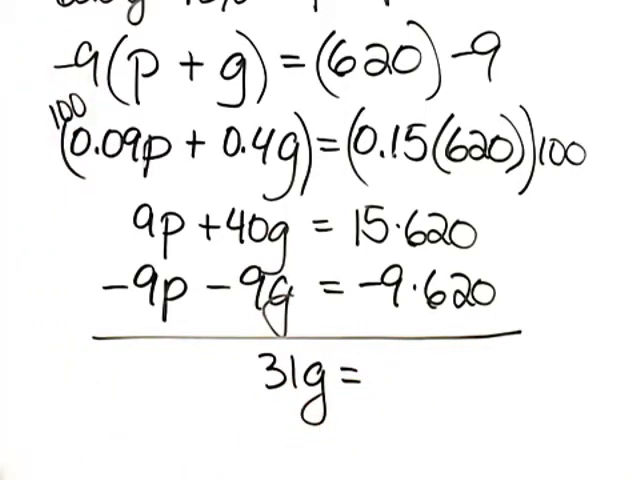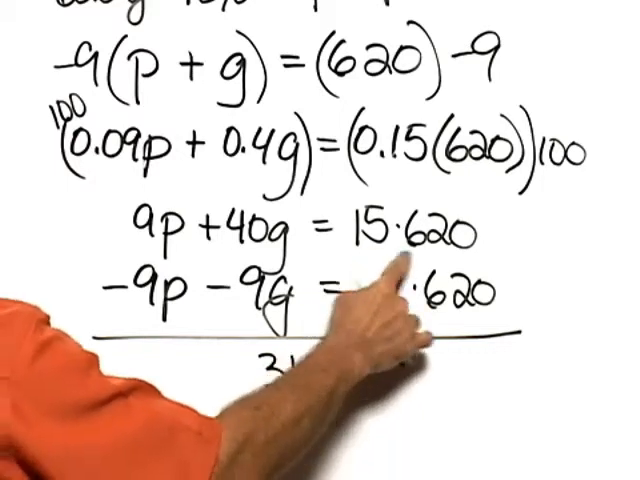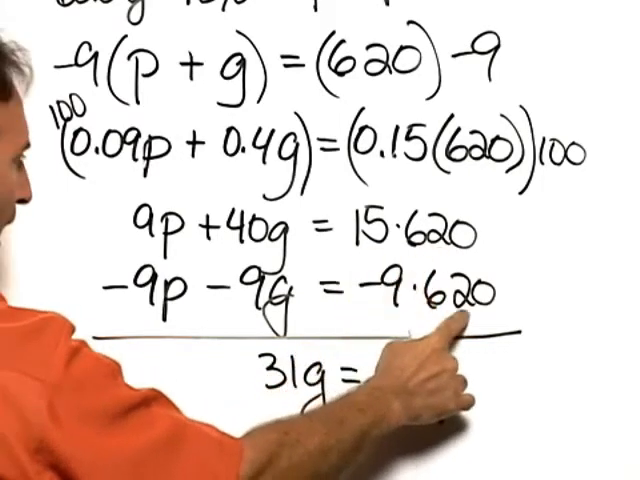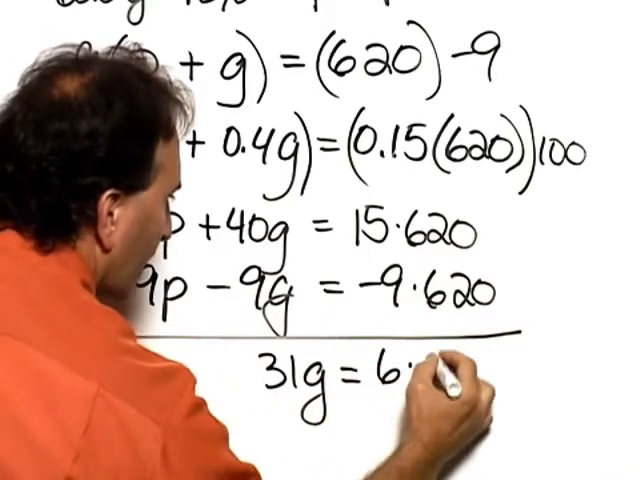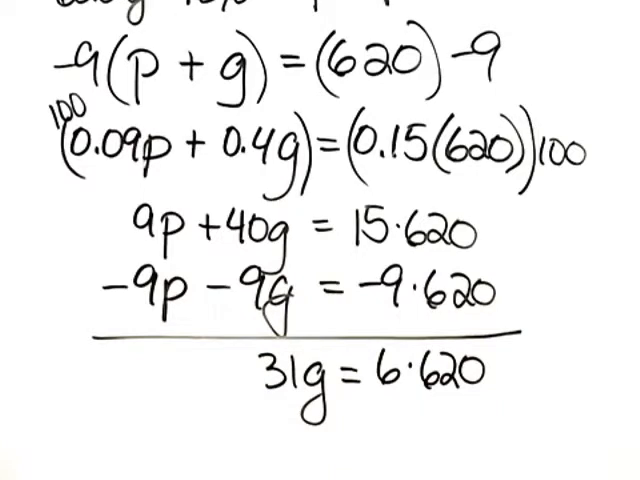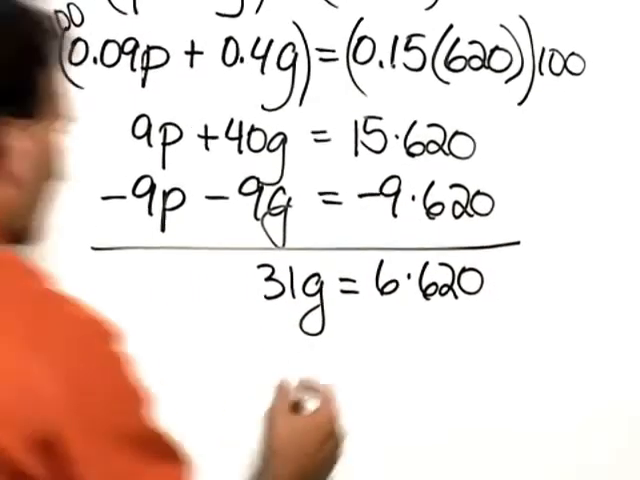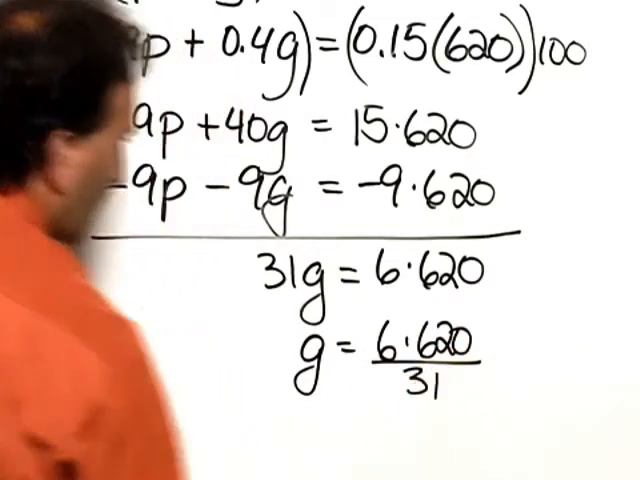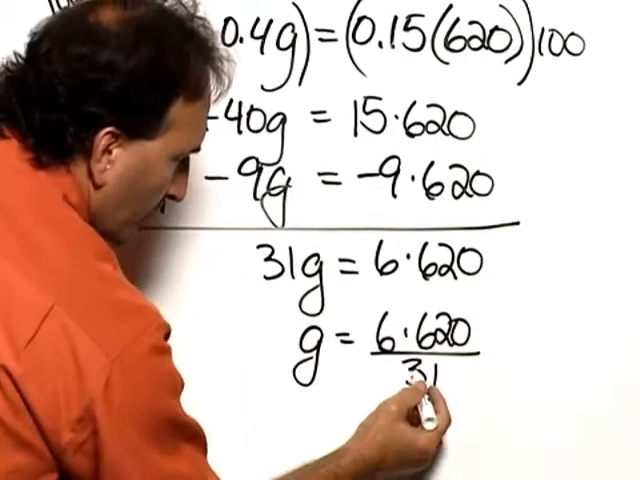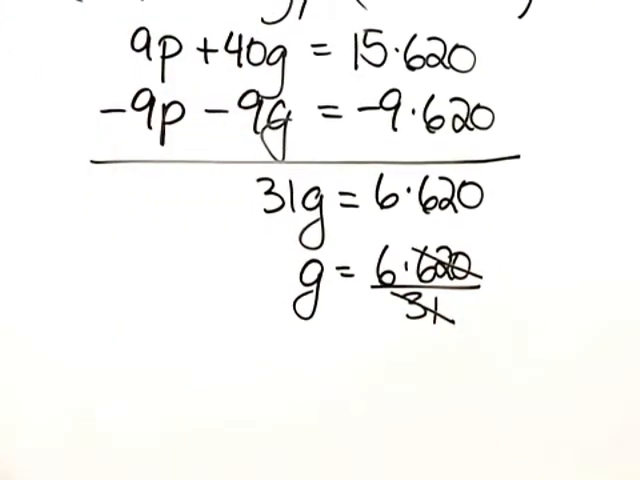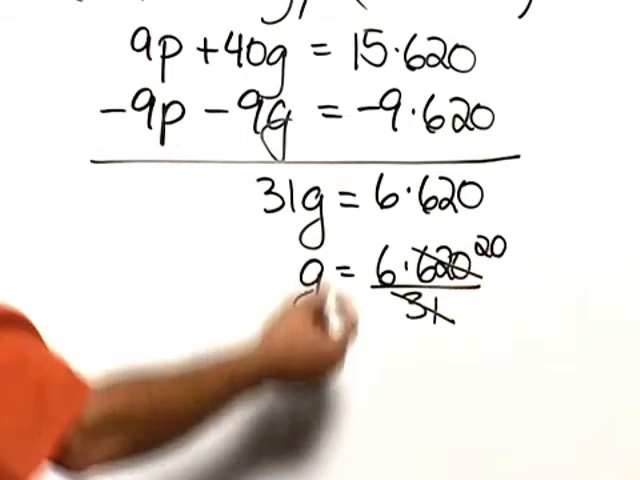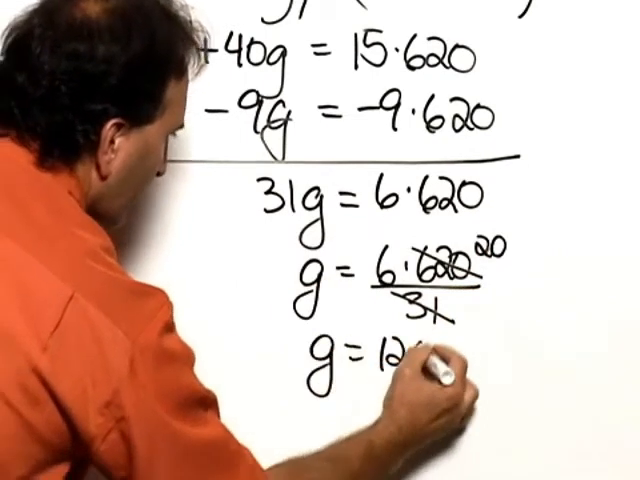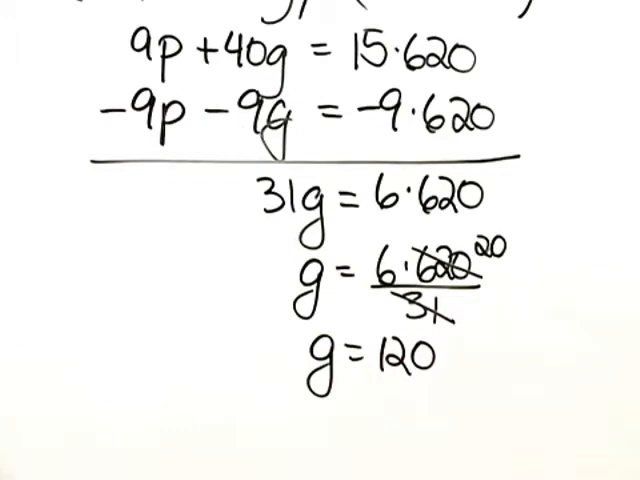That's equal to, interestingly enough, let's look. We have 15 of these minus 9 of these. That leaves us 6 of these. In other words, 6 times 620. That was the little bit of a trick I wanted to show you. I'm still not going to multiply those out because G is equal to 6 times 620 divided by 31. I want you to notice 31 will divide into 620 20 times. And now 6 times 20 is 120. That tells us that the number of grams of goldfish is 120.